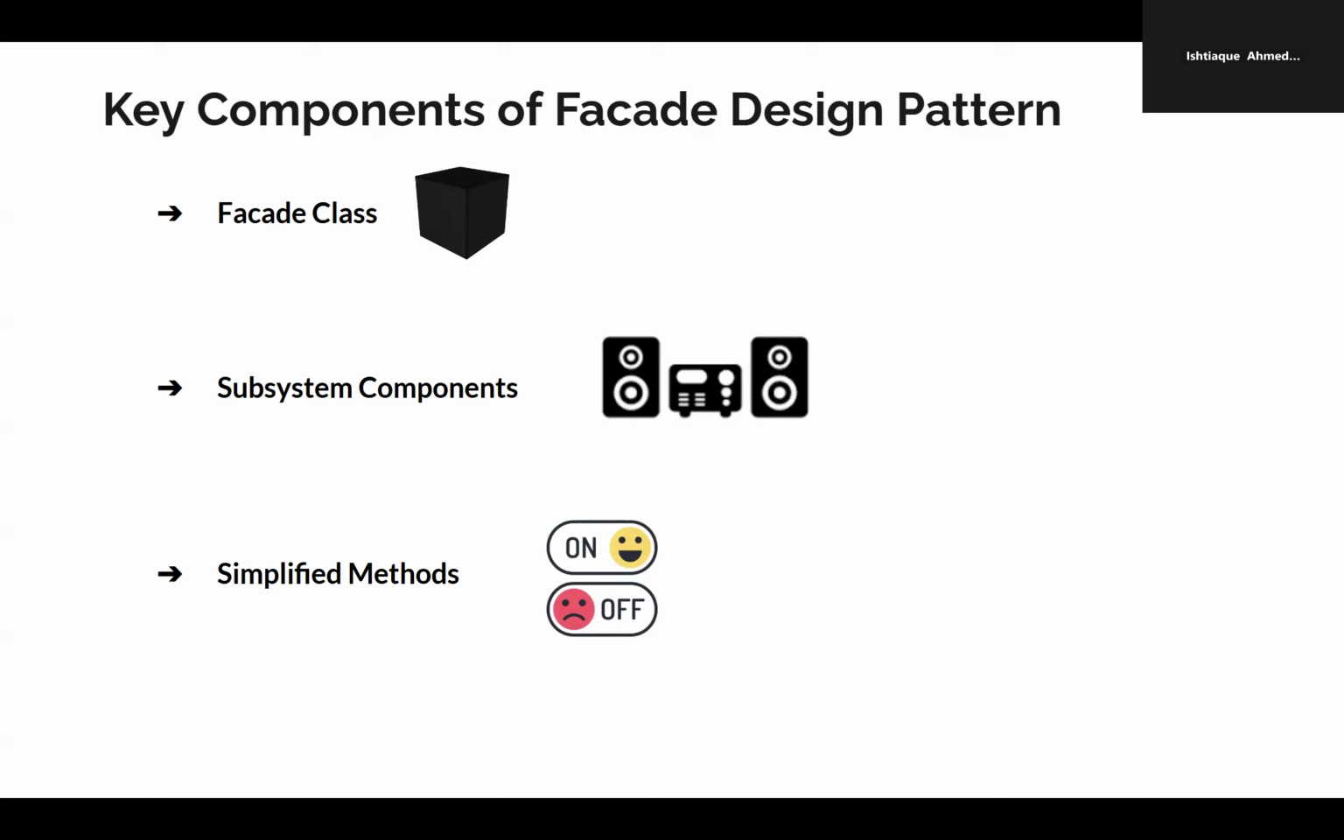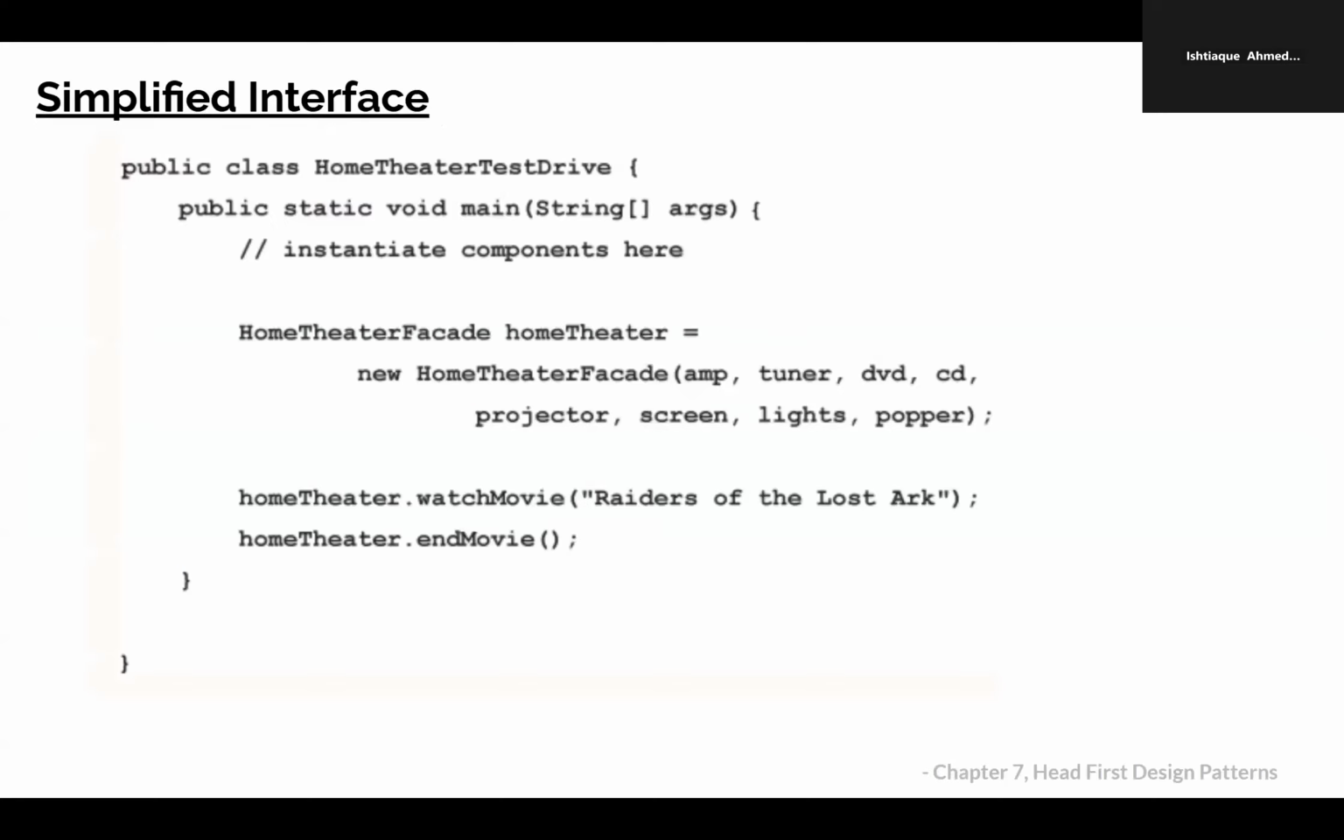We will have an on method which will set some default settings for all the components and turn them on. We will similarly have an off method. Here we can see how the final simplified facade interface can be used. First, inside the main code, we will set up the components and instantiate them. Then we will instantiate our facade class with all the different components.